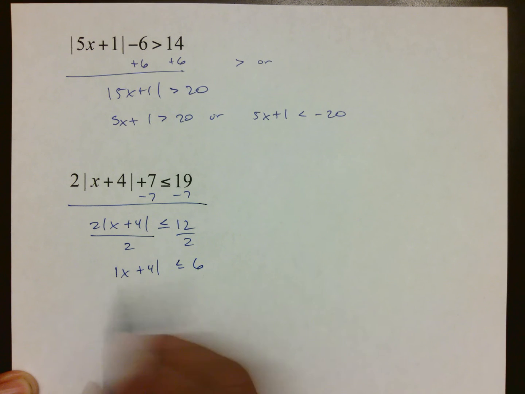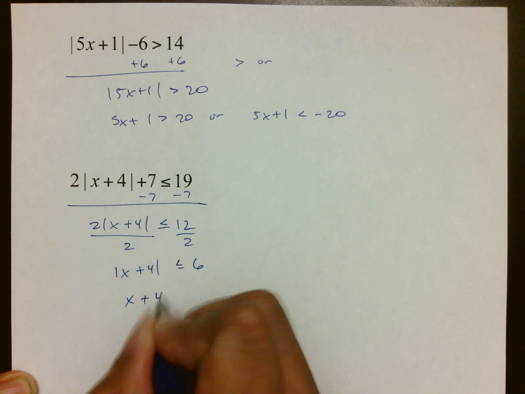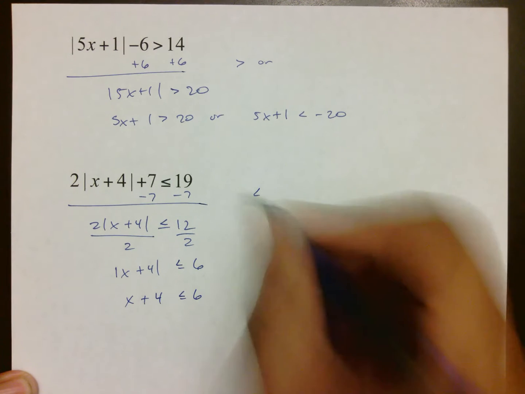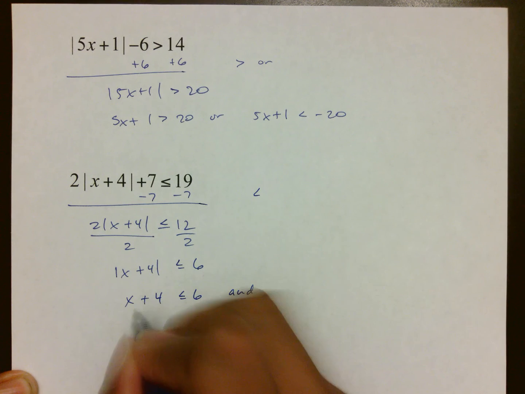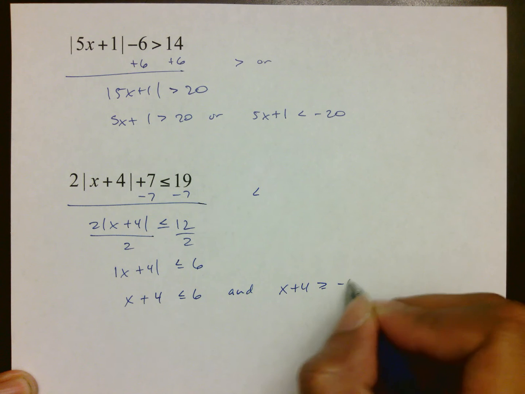And again, once that absolute value is isolated, we go ahead and bring it out. So x plus 4 less than or equal to 6. Notice the symbol points that way, which would be "and". Rewrite your x plus 4, switch the symbol, switch to 6, and you're good to go.